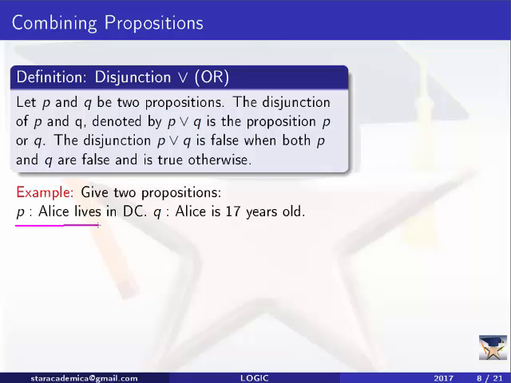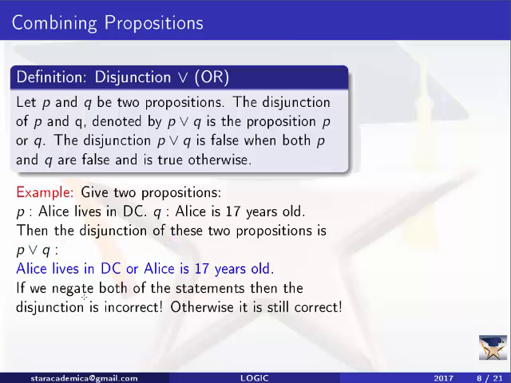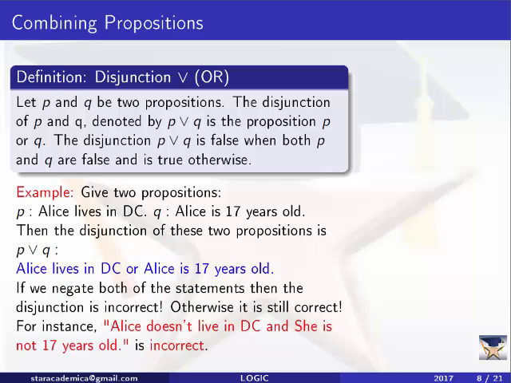Let's look at an example. Given 2 propositions, P: Alice lives in DC, Q: Alice is 17 years old, then the disjunction of these 2 propositions, P or Q, is Alice lives in DC, or Alice is 17 years old. And in order to write down something which is incorrect or false, we have to negate both. I mean, we have to have both be incorrect. Otherwise, it will always be correct. For example, Alice doesn't live in DC and she is not 17 years old is incorrect. Otherwise, if you say Alice doesn't live in DC or Alice is 17 years old, then since one is true, the whole thing will be true.